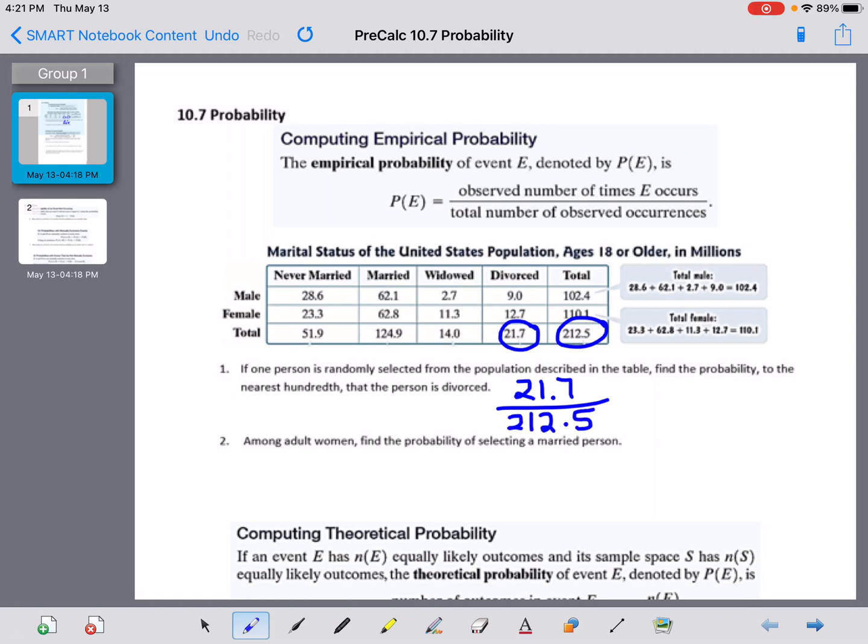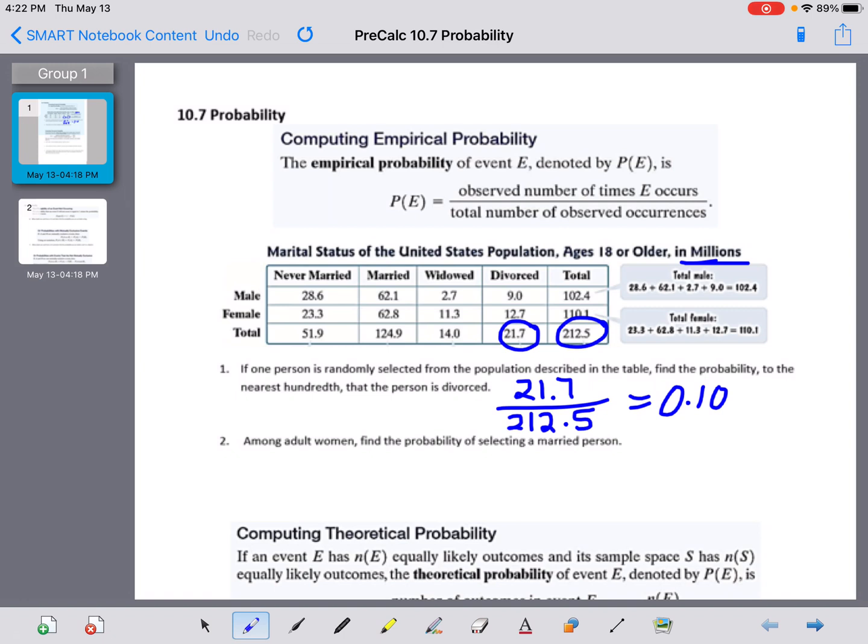Now remember, they told us everything's in millions, but because everything's in millions, we can leave them just like that, divide through. So we're just looking at the occurrences of 21.7 on top divided by the total number surveyed, and we get 0.10, I wouldn't even round that, 0.102, so I leave it 0.1. And if you think about it, if you turned it into a percent, it'd be about 10%.